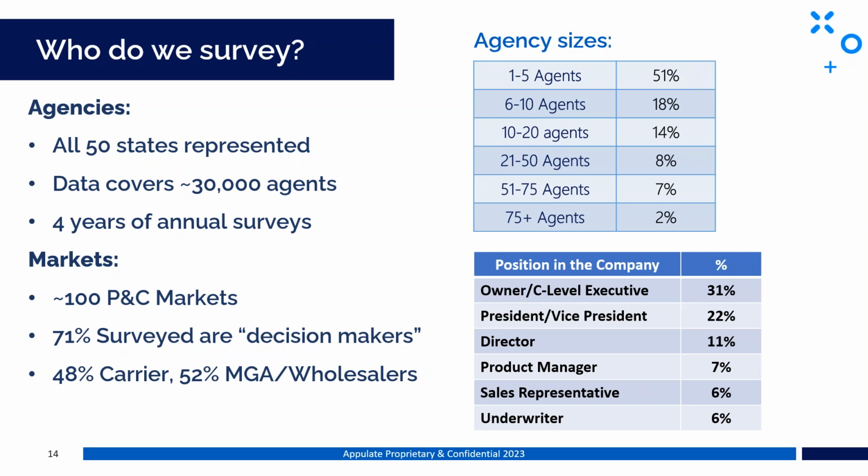And the folks that respond to this, not only do we get a good sense of agency size and a really good spectrum here, as you can see on the top right, but also when we survey markets, for example, we get a really good response from what we call decision makers. About 71% of them were, and 50% carrier, 50% MGAs and wholesalers. So a really good sample size for both types of surveys that we conduct.